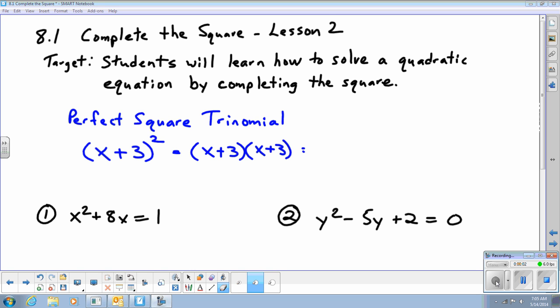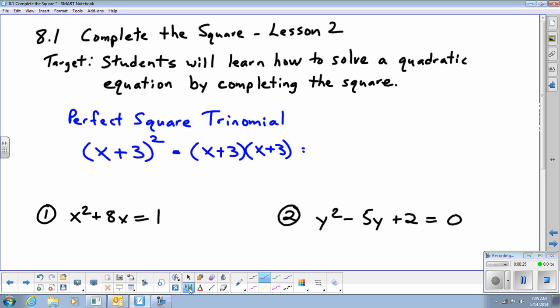Okay, 8.1, complete the square lesson 2. Now we're actually going to do the full complete the square process. The first thing that we have to review is what we call a perfect square trinomial. And in order to learn how to solve a quadratic equation by completing the square, we will use perfect square trinomials and its patterns. So in blue here, I have written a perfect square trinomial the way you would actually take a look at it.